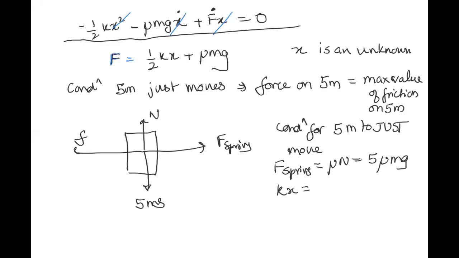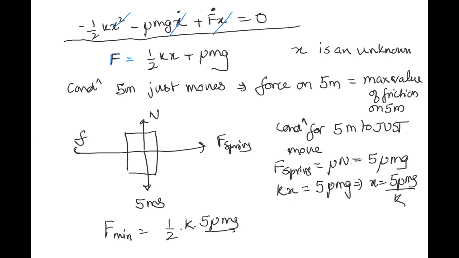Sorry. Kx is equal to 5 mu mg. So x is equal to 5 mu mg by k. Okay. Let's place this here. So F minimum is equal to half into k into 5 mu mg by k plus mu mg, and this is equal to 7 by 2 mu mg.